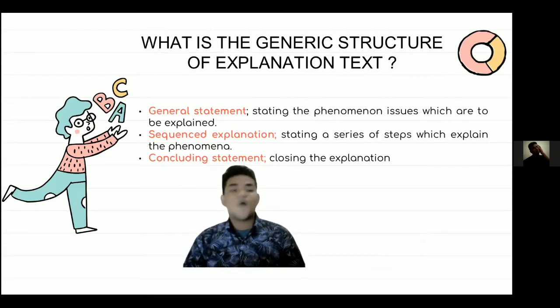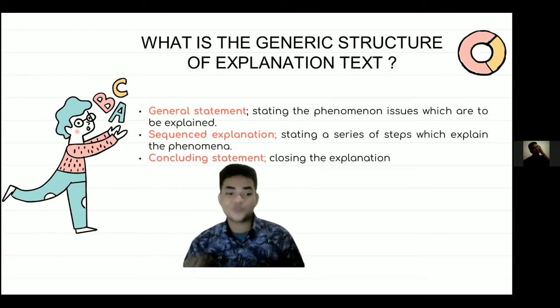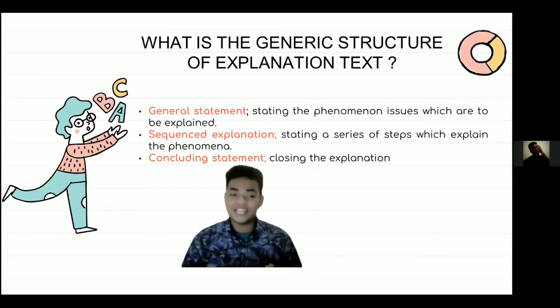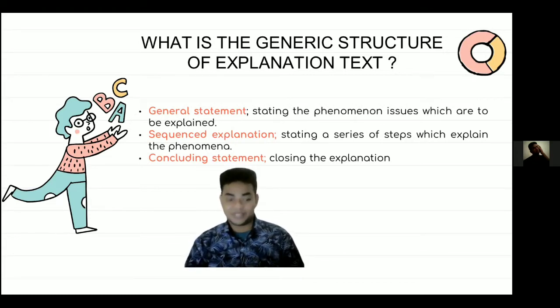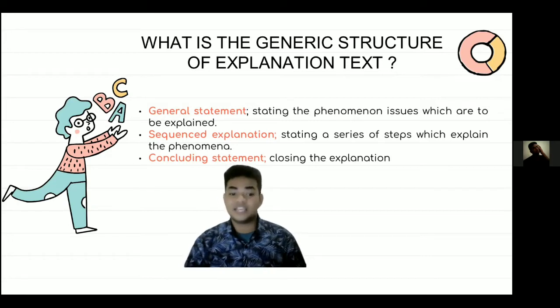Next, what is the generic structure of explanation text? There are three generic structures of explanation text. The first one is general statement. The general statement contains the phenomenon or issues which are to be explained. The second one is sequenced explanation. It contains a series of steps which explain the phenomena. And the last one is concluding statement. It contains the closing of the explanation.